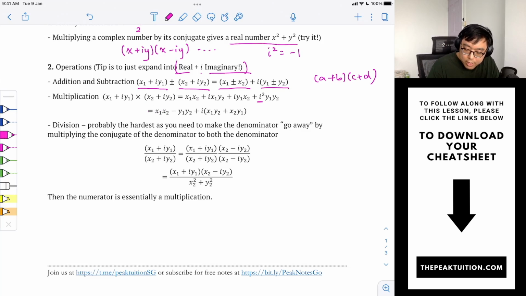And after we expand this multiplication out, we notice that i squared is basically minus 1. So this becomes negative. And we group the terms together to give us a new complex number.